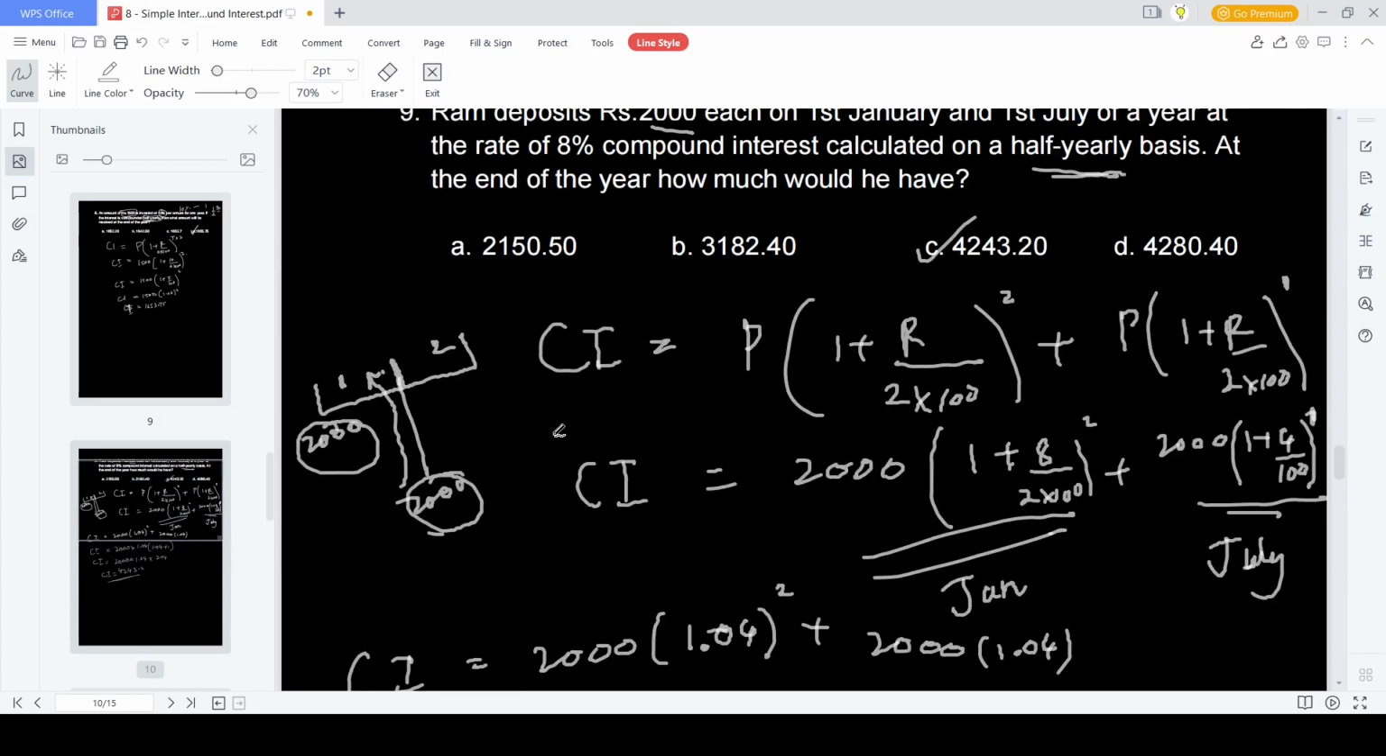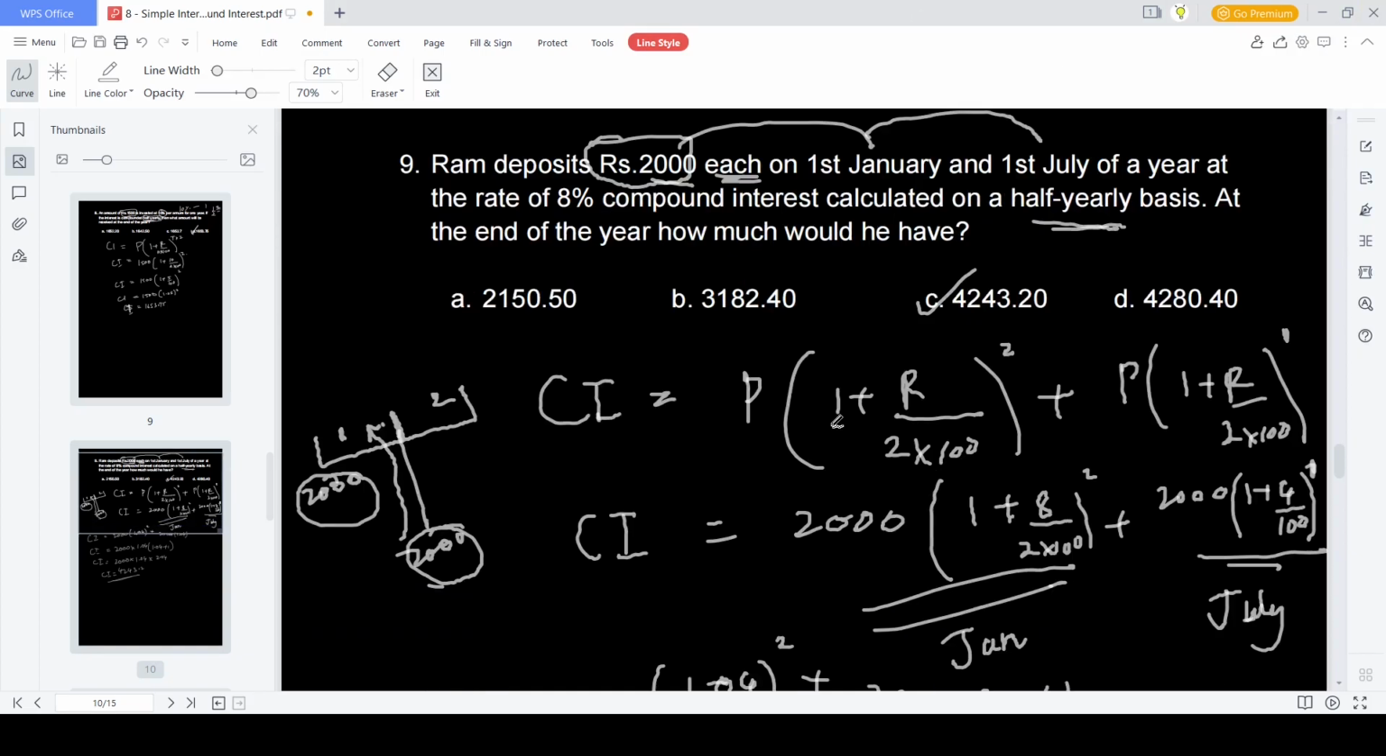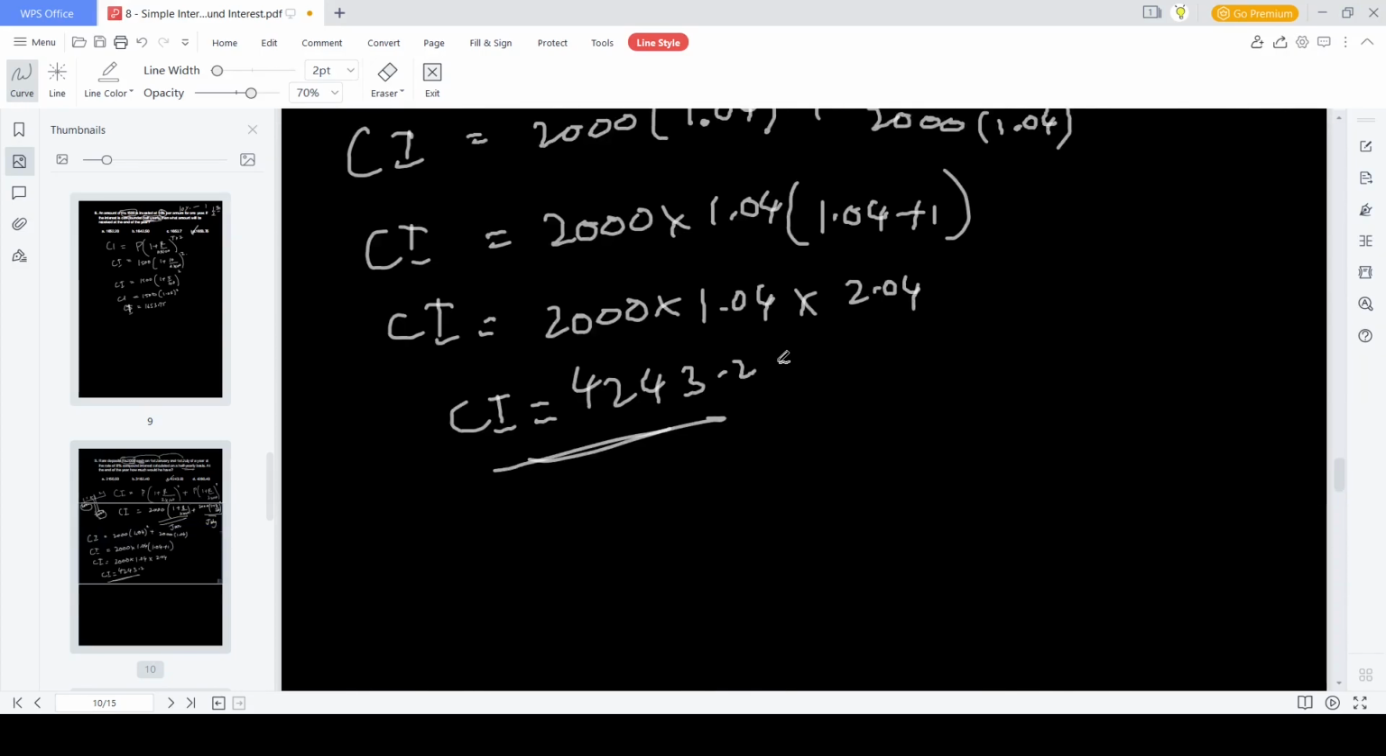So always be careful. If he deposited 2000 rupees, it said each. So he deposited it twice, once in January, once in July. Make sure that you don't miss any time he deposits the money.